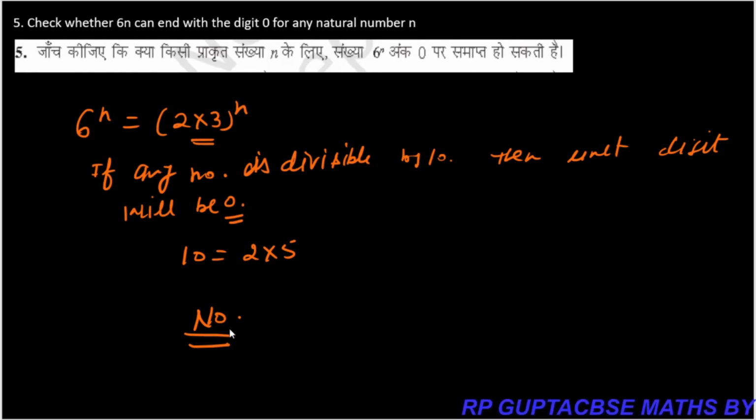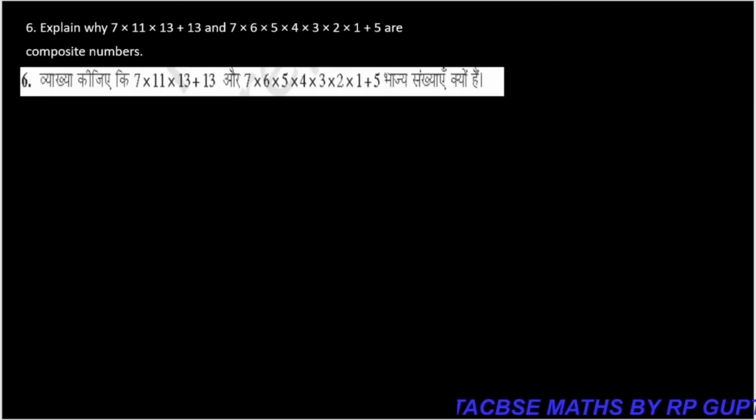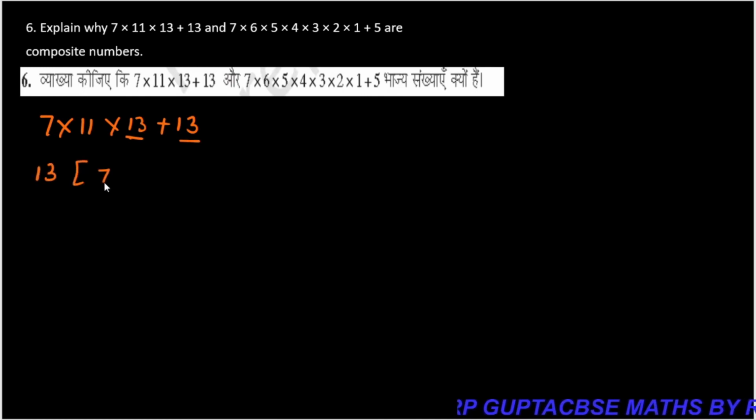We are moving to the next question. Look at question number 6. Explain why 7 into 11 into 13 plus 13 and 7 into 6 into 5 into 4 into 3 into 2 into 1 plus 5 are composite numbers. So let me tell you, see, 7 into 11 into 13 plus 13. 13 is common between these numbers, so you can take 13 common. It becomes 7 into 11 plus 1.